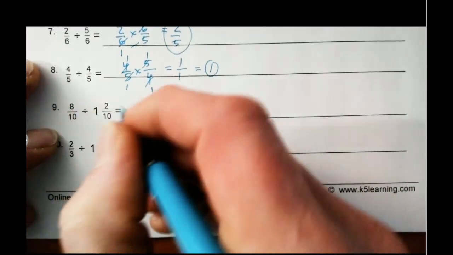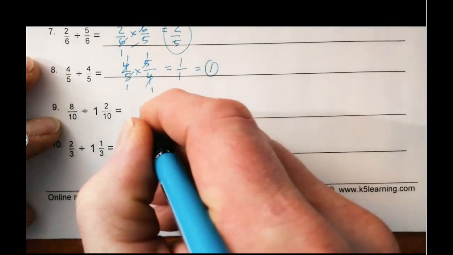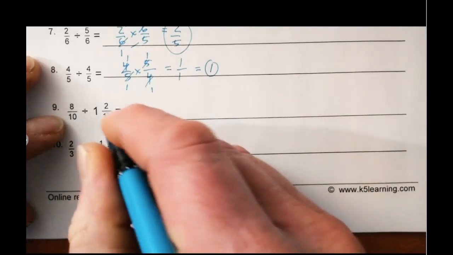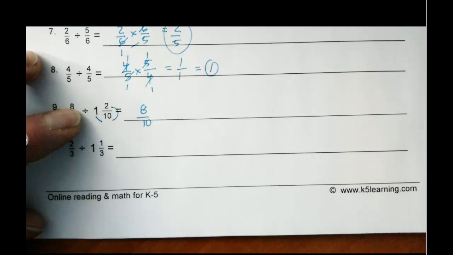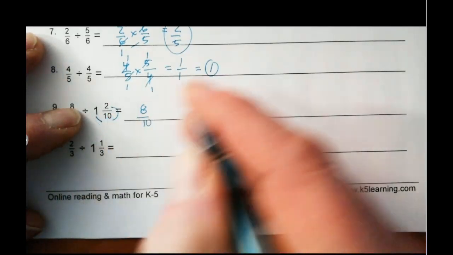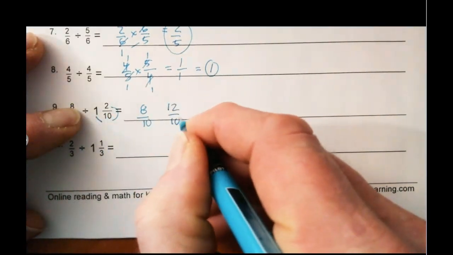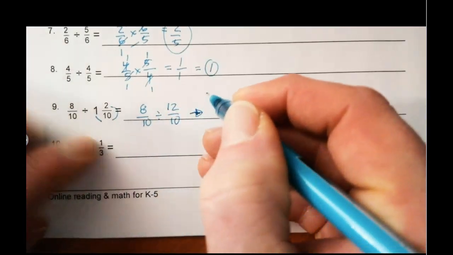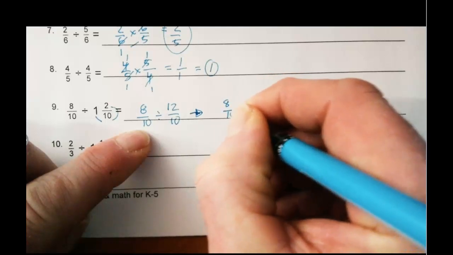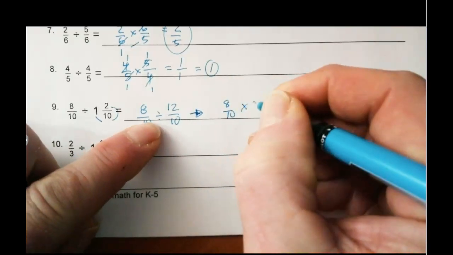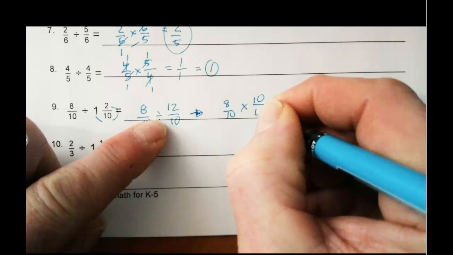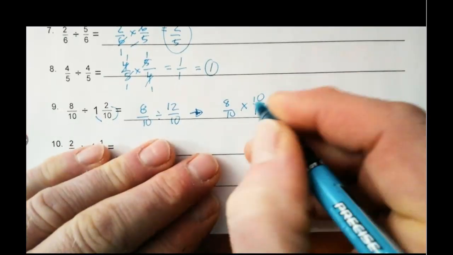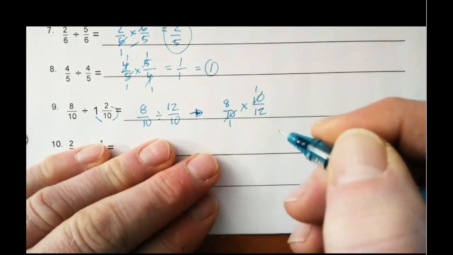Okay, so now we have 8/10. And this one I do have to, it's a mixed number. So 1 times 10 is 10 plus 2. This is 12/10. So I got to go ahead and do the keep change flip now. So 8/10 stays. Keep it. Change that to multiplication and flip this dude upside down. Divide by 10. Divide by 10.